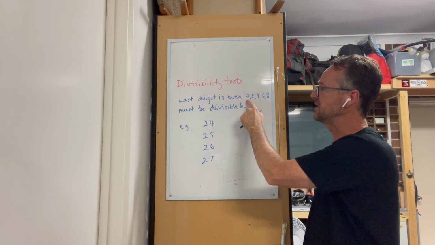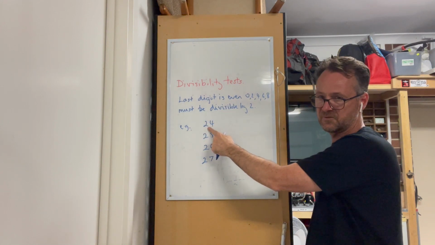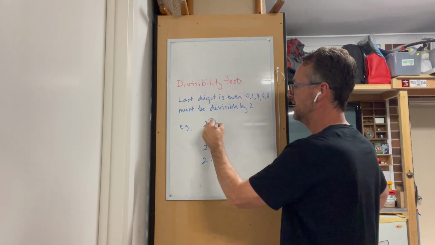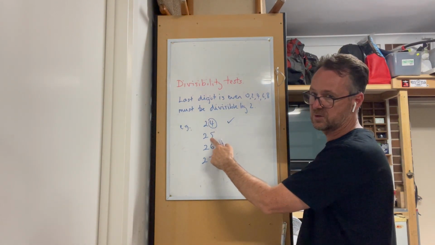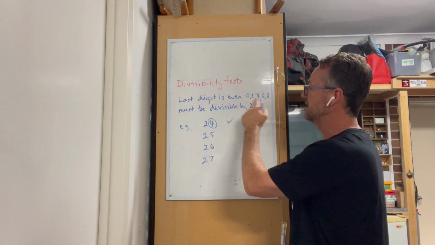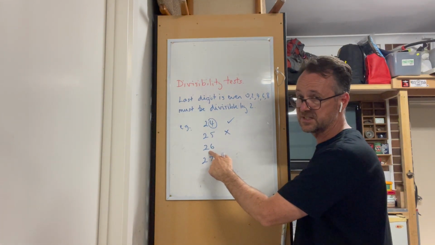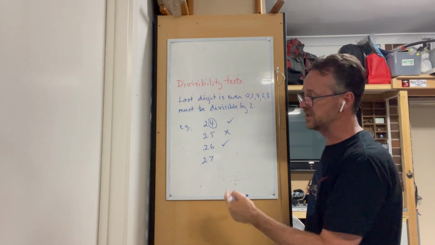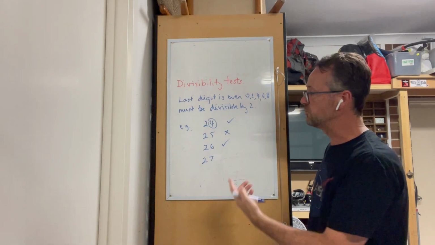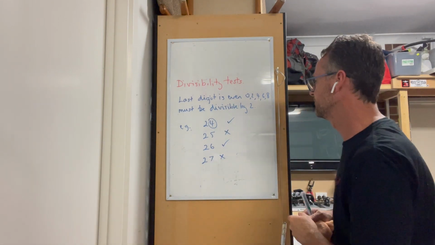So all even numbers end in either 0, 2, 4, 6, or 8. So if we look at these examples, is 24 divisible by 2? It ends in a 4, so yes it is. 25 ends in a 5, it's not one of our numbers here, so no, it won't be divisible by 2. Here, 26 is even, ends in a 6, so therefore it is divisible by 2. 27 is odd, doesn't end in one of our given numbers, so no, 2 won't be divisible into that.